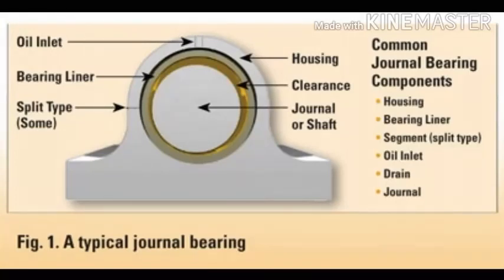The parts of the plain friction bearing are housing, bearing liner, segment, oil inlet, drain and journal. In the next video, I will tell you the details of plain friction bearing and anti-friction bearing and their uses.